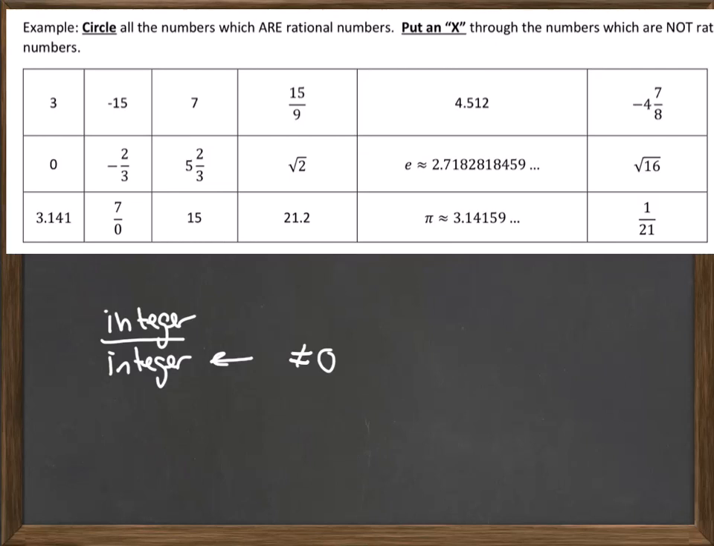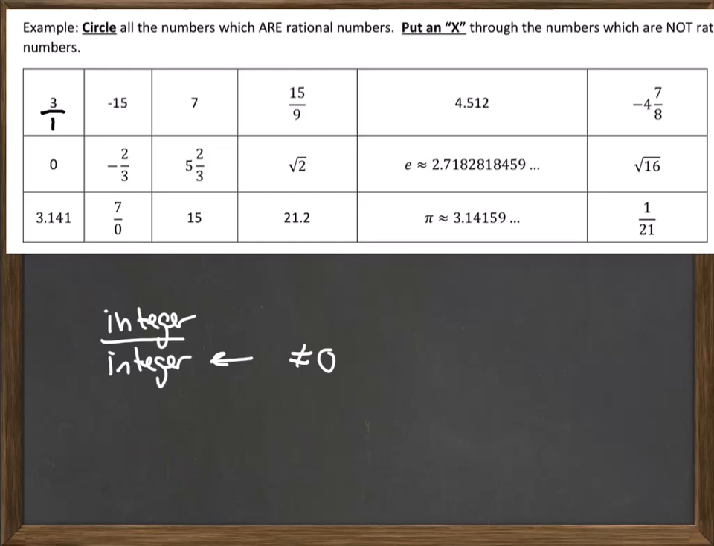Okay, after you've done that, then unpause the video and check if you were correct. All right, so I'm going to go ahead and start going through this. So first we have 3. Can I write 3 as a ratio of 2 integers? Well, absolutely. If I need to give it a denominator, I can write it as 3 over 1.